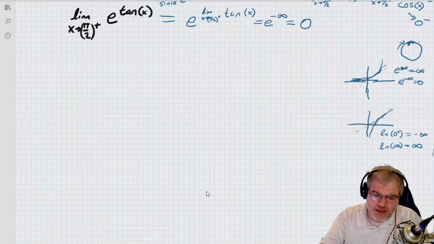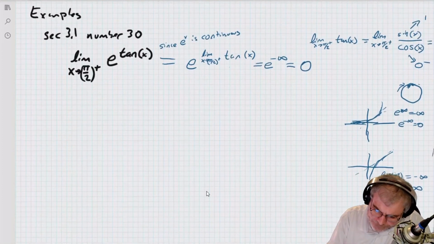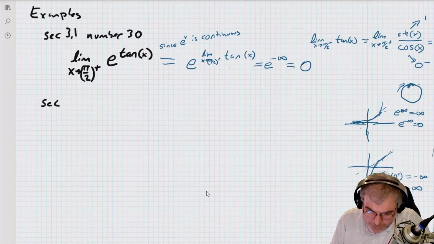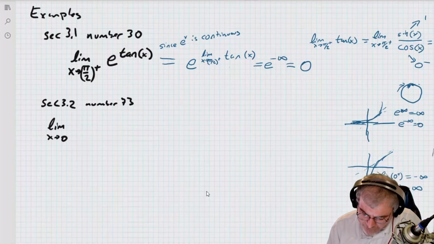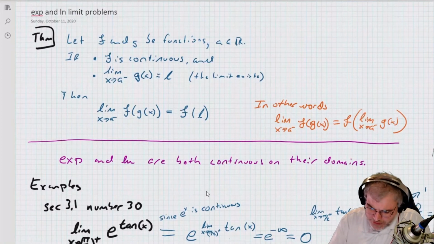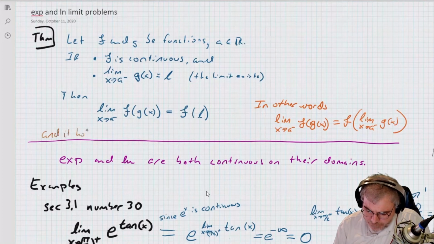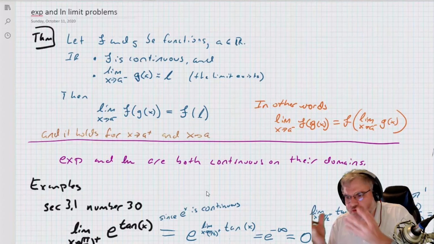All right, so let's do another one of these. Let's do one of these for log. So this is number 73, from section 3.2, not 3.3. And it is the limit as x goes to 0 of ln of cosine of x. Oh, and by the way, up here, this works for x to a plus and x to a minus. I did it for the left-hand side, but it holds for the right-hand side, and it holds for the two-sided limits as well.